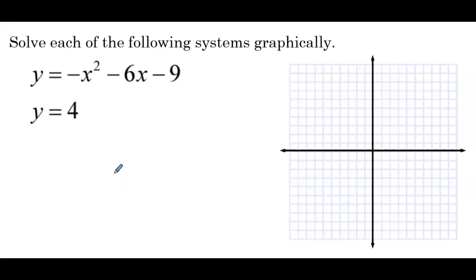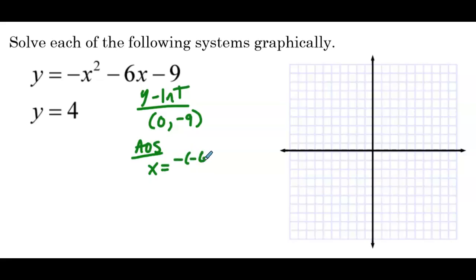Our next example: y equals negative x squared minus 6x minus 9, and y equals 4. We'll start with the parabolic curve again, starting with the y-intercept. So that's the point 0, comma, we have 0, minus 9, so 0, negative 9. Next up, we'll find the axis of symmetry, so x equals the negation of b, so negative 6, over 2a. So that's 6 over negative 2, which is x equals negative 3.